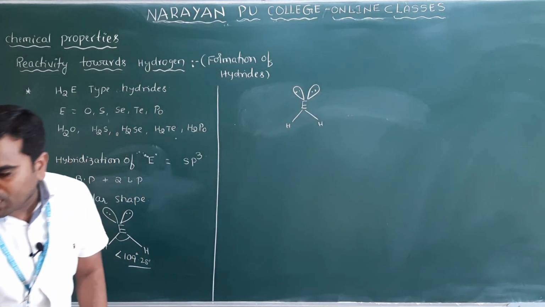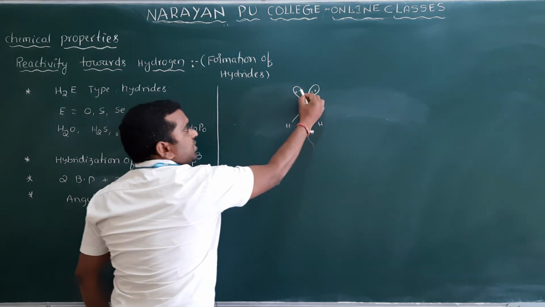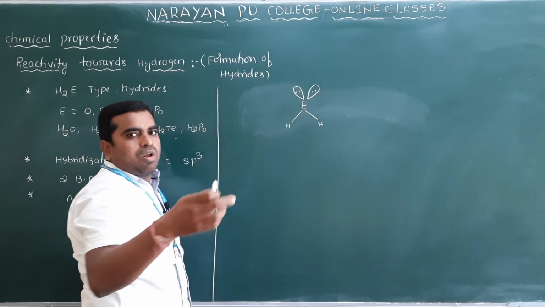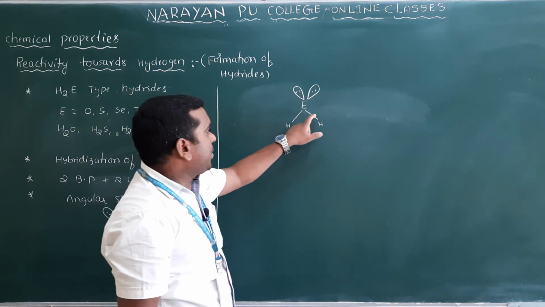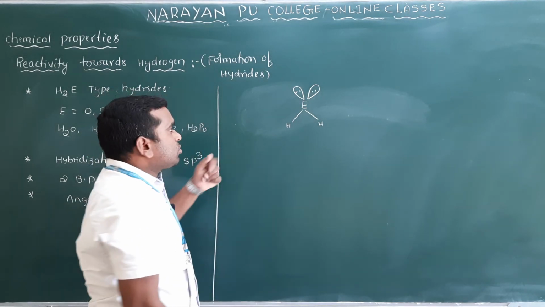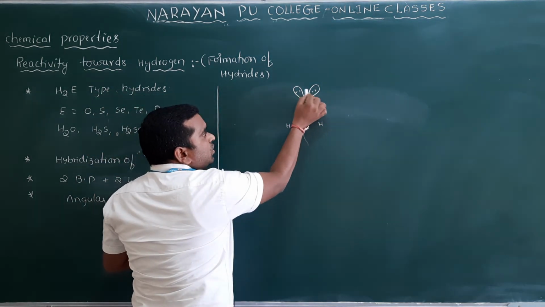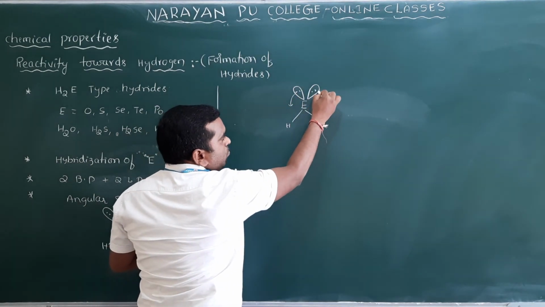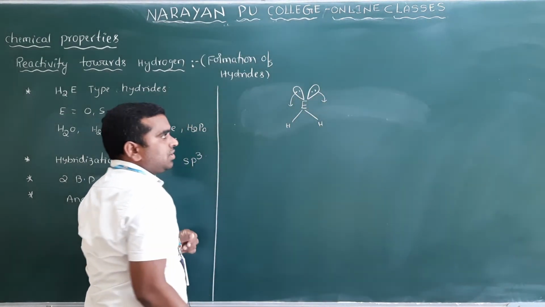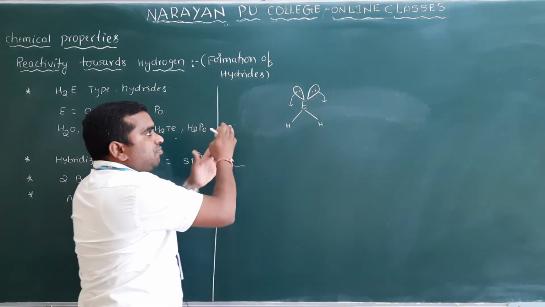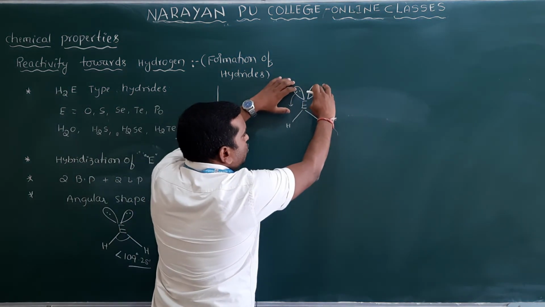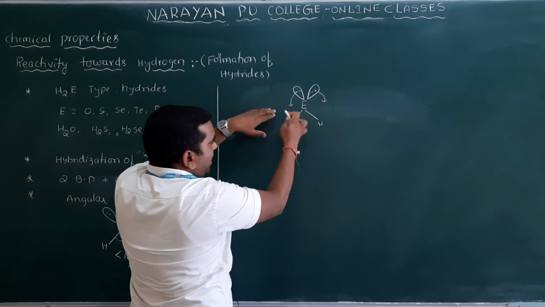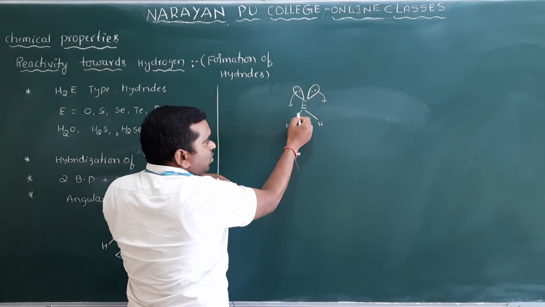Clear? You know that lone pair repulsions are always stronger than bond pair repulsions. So what will happen? Due to this repulsion, to avoid it, the bond pairs will come to this side and move away from each other. Then they are coming close to the bond pair electrons here.